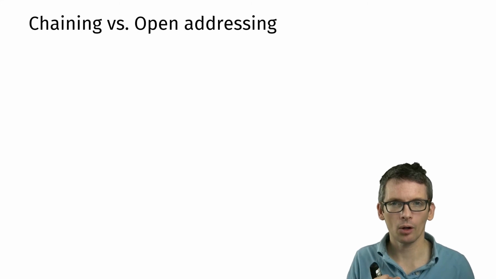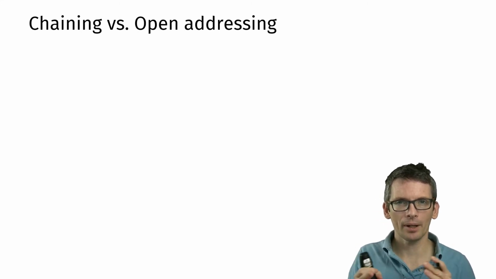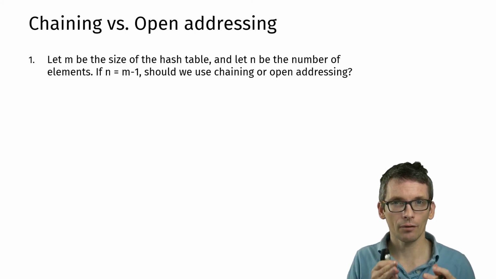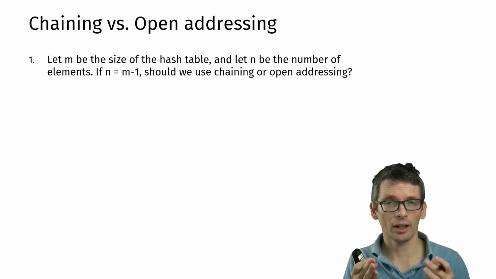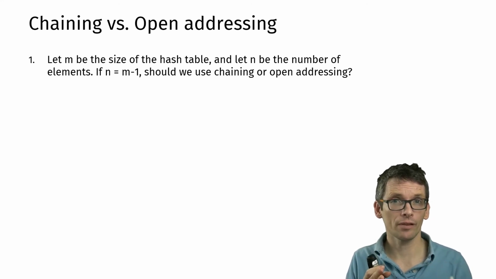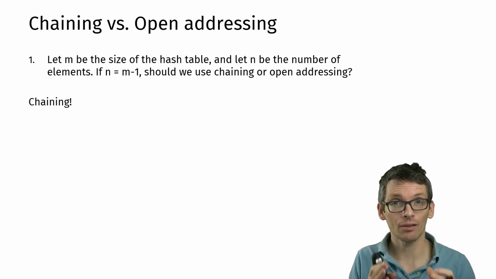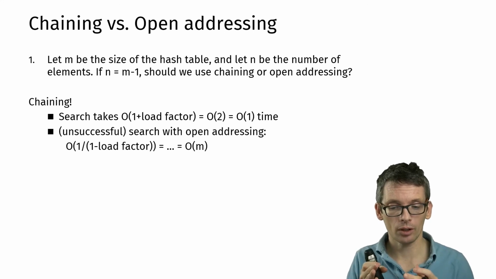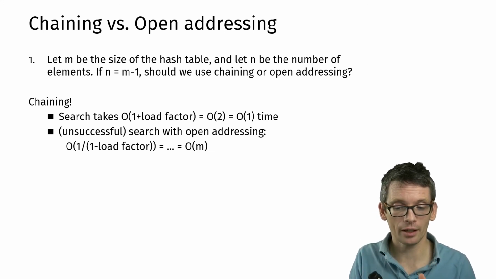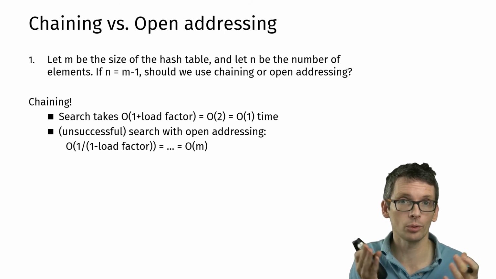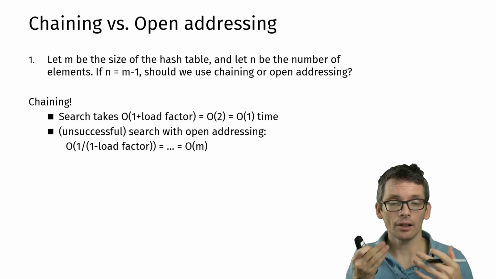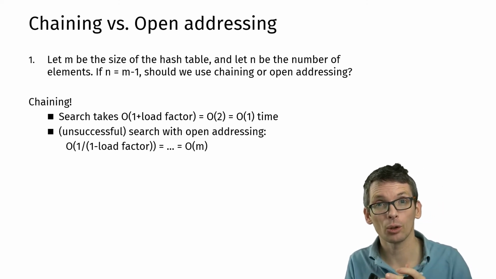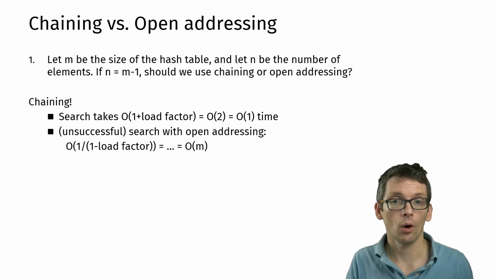So before I say how in Python collisions are resolved, let's compare chaining and open addressing a bit more. So let's assume I have a nearly full hash table. So what's better, chaining or open addressing? If the load factor is very high, then chaining is definitely the better choice. Because if I have a load factor of essentially 1, chaining takes 1 plus load factor, so O of 2, which is constant time, while an unsuccessful search with open addressing in this case is 1 divided by 1 minus the load factor. If the load factor is nearly 1, this will be up to O of m.